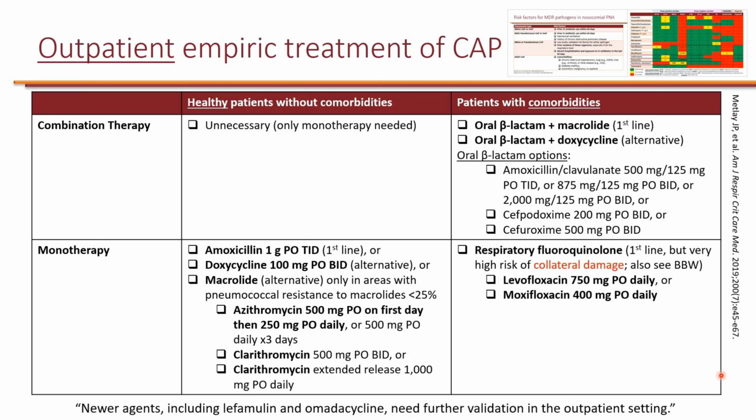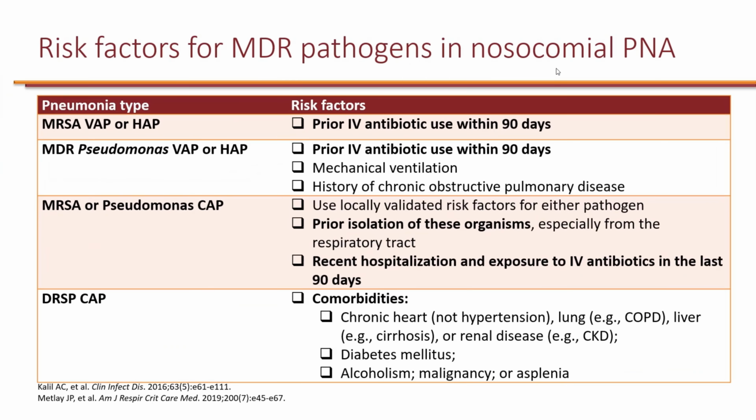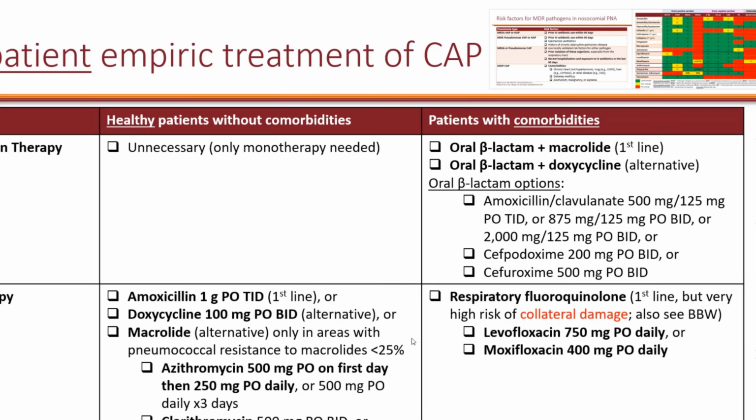The first thing we consider is that we actually break patients into two groups. One group would be the healthy patients without comorbidities, and these patients are less likely to have drug-resistant Streptococcus pneumoniae. The second group would be those with comorbidities, and those comorbidities we went over previously basically include chronic heart, lung, liver, or renal disease, as well as diabetes, alcoholism, malignancy, or asplenia.